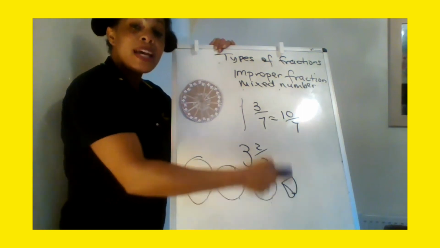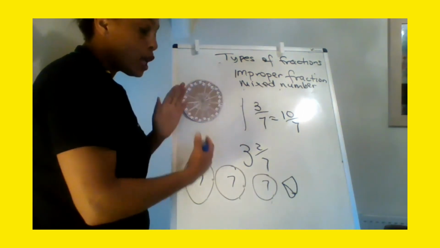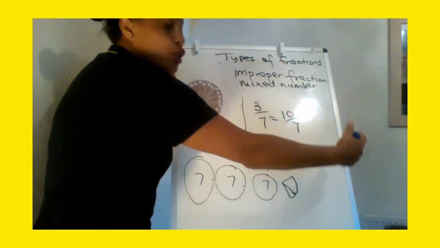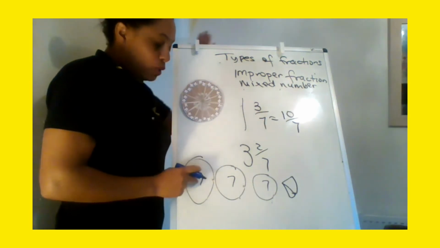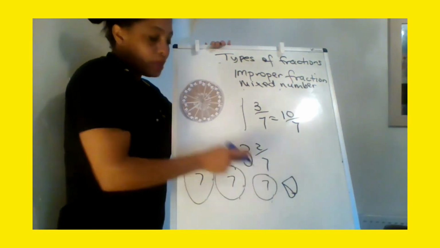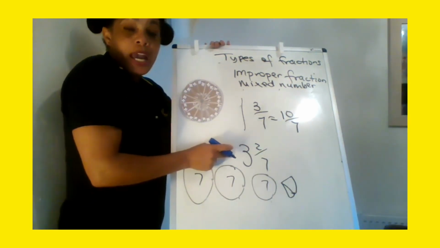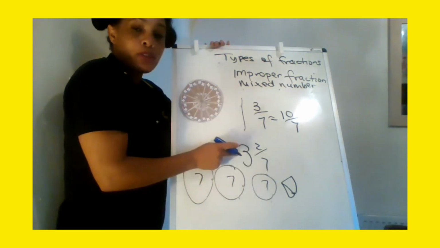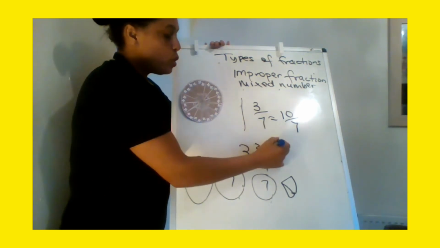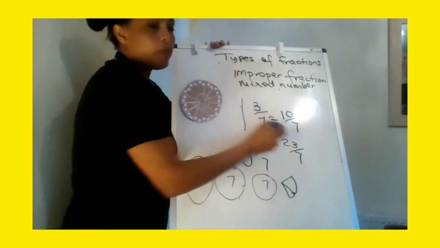If I want to write that as an improper fraction or see what it would look like on the tray after I've cut it up, this would be 7, this would be 7, this would be 7. So it's 3 sets of 7. Hence the reason why we say 7 times 3 is 21, plus 2 would give us 23 out of 7.